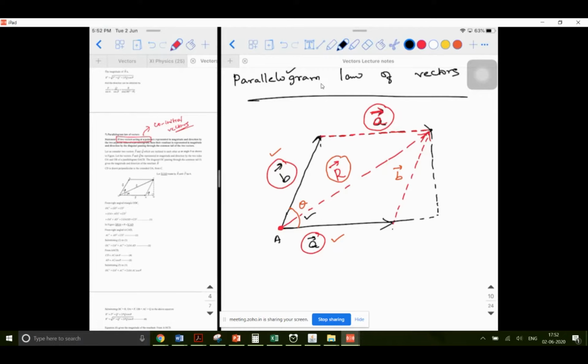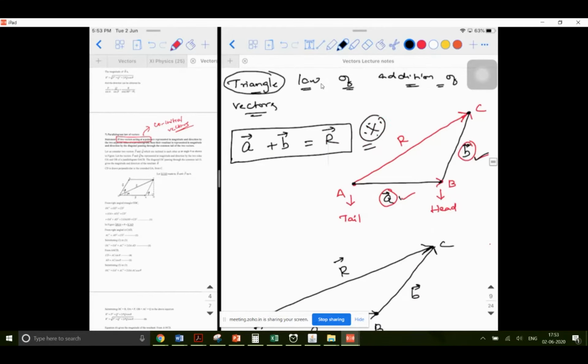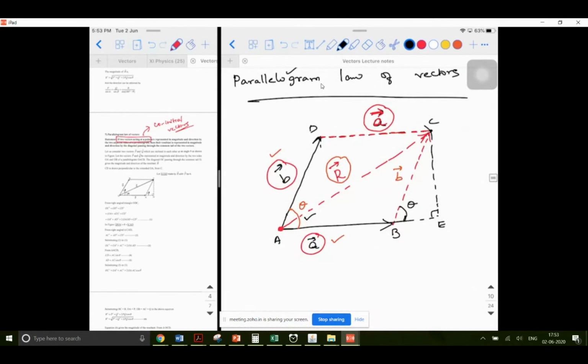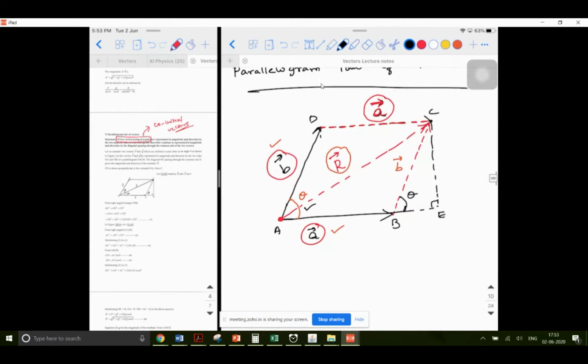Okay, let me label them: A, B, C, D, and let me call this side E. This is going to be the perpendicular. If this is theta, then this is also going to be theta. Am I right? Because this side and this side are parallel, they are going to be corresponding angles. So it is going to be theta. Now, AD vector is nothing but B vector. Accepted? Similarly, AB vector is nothing but A vector.